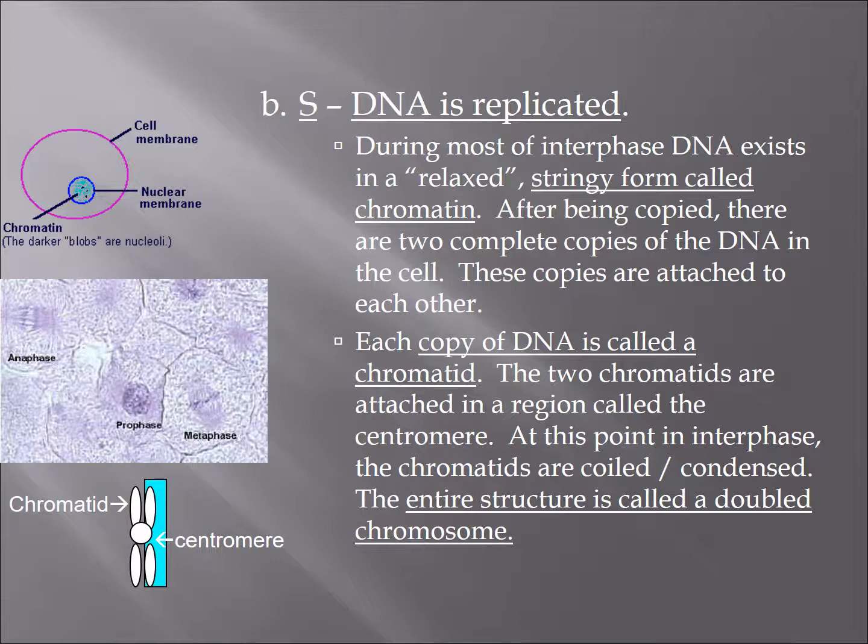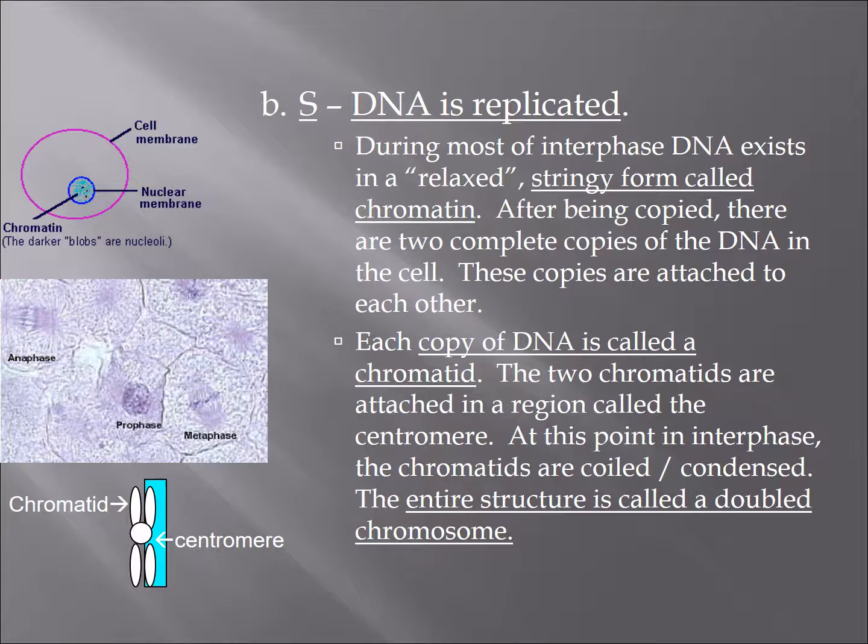Then we have the S phase. This is when DNA is replicated. The DNA becomes very stringy and relaxed, and this is called chromatin when it's in this phase. And then at the end of this phase, there are 2 complete copies of the DNA. Each copy of the DNA is called a chromatid. 2 chromatids are held together at the centromere.